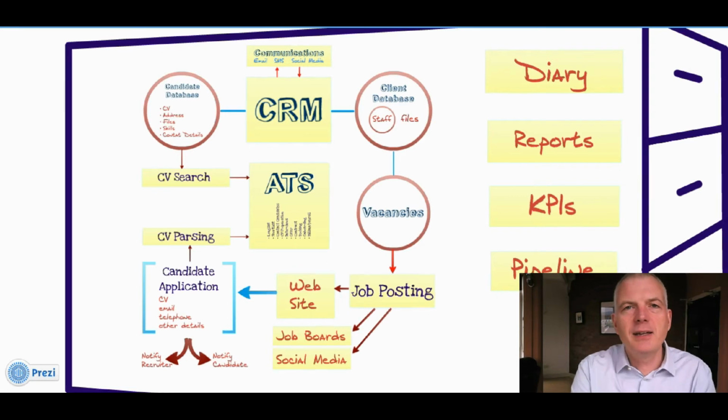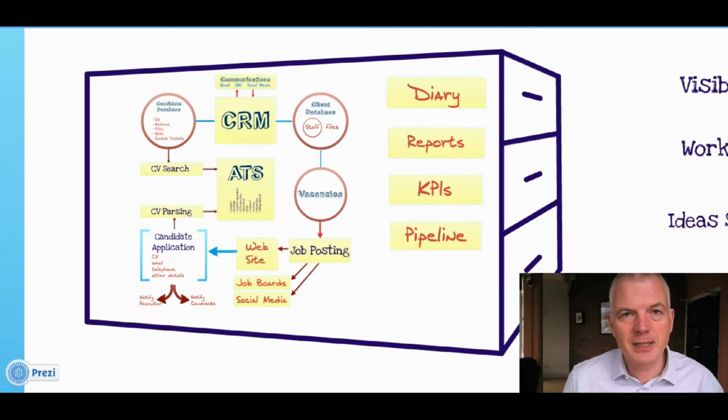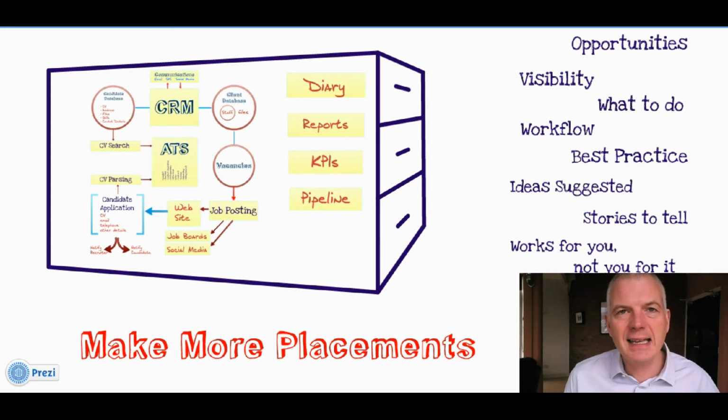But what have we got here? Ultimately, what we've got is an electronic filing cabinet, a place to store information. You want it to be able to do much more than just store information. You want to be able to extract value from it. You want a system which will actually improve the way you recruit. So what does that mean? You need to be able to spot opportunities within this information. It's not just about storing, it's about doing something with it.